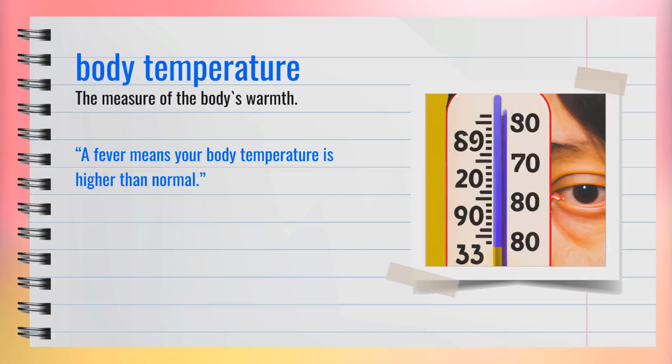The word body temperature refers to the measure of the body's warmth. Say it like this, body temperature. Synonyms include core temperature and warmth. Here's an example. A fever means your body temperature is higher than normal. In summary, body temperature is how warm your body is.